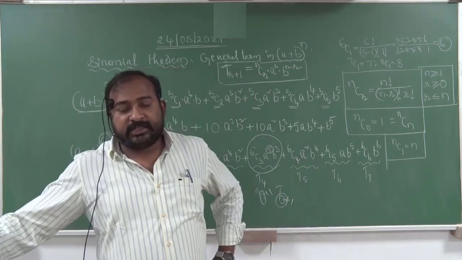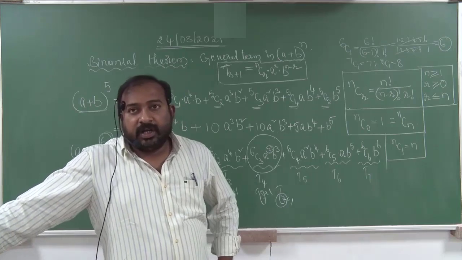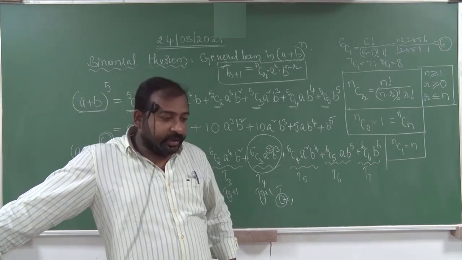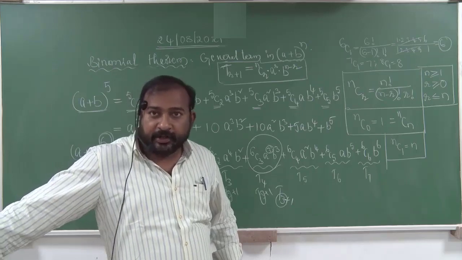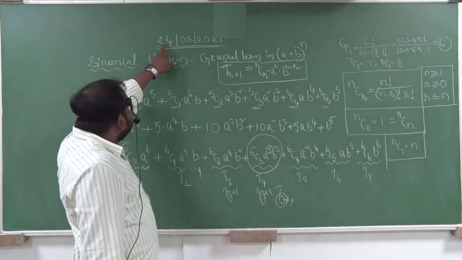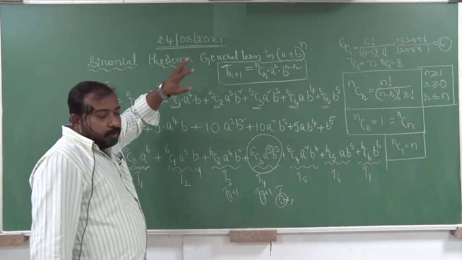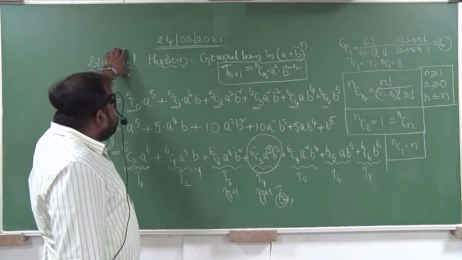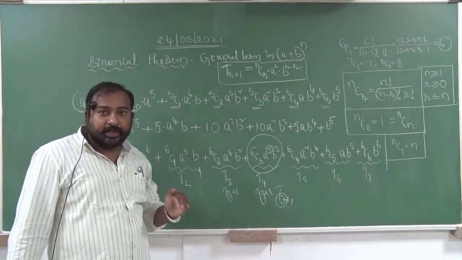In the last class, I gave the binomial theorem introduction. Now this class is the continuation. You can follow the date: here the date is 24th August 2021. In the last class, I gave the general term, and regarding the general term, we are discussing.